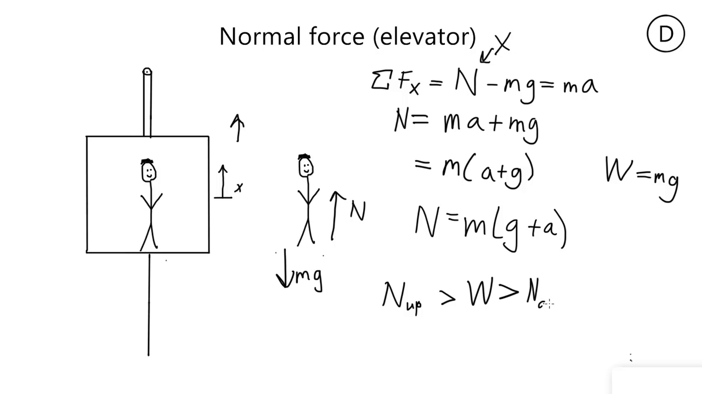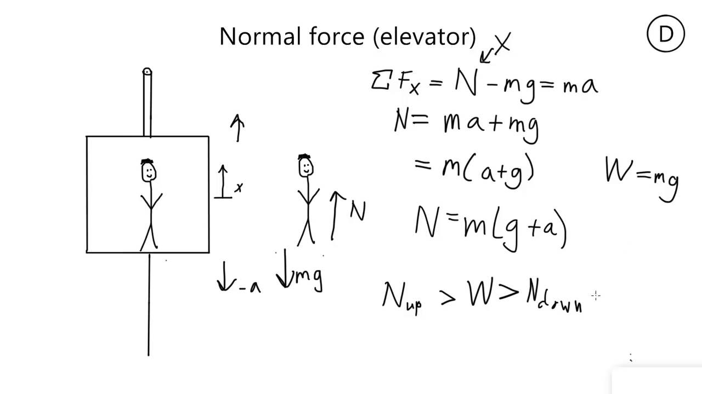So you have your weight right here, but that's going to be greater than N when you're going down. When you're going down, you're going to have a negative acceleration. This is a negative a, really, but this is a positive a. If you have a negative acceleration, you're almost subtracting from g. So if g is 9.81 and your acceleration is like 3, then you get less than your weight. That's if you're going down.